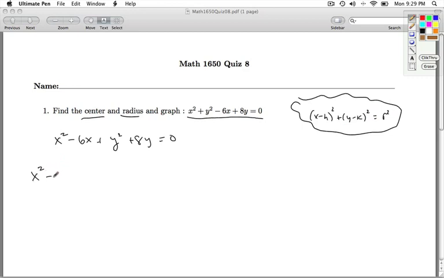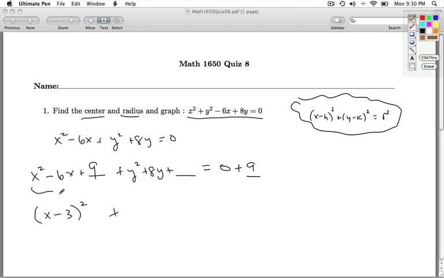I'm going to leave some room here. x squared minus 6x plus something, plus y squared plus 8y plus something, equals 0. The coefficients of x squared and y squared are already 1, so that's going to save us from factoring things out. I take the coefficient of x, take half of that, so it's (x minus 3) squared. If I multiplied this out, I would get x squared minus 6x plus 9, so that's what goes in there. And to keep the balance in the equation, if I add 9 to the left-hand side to complete the square, I'm going to have to add 9 to this side to keep it even.